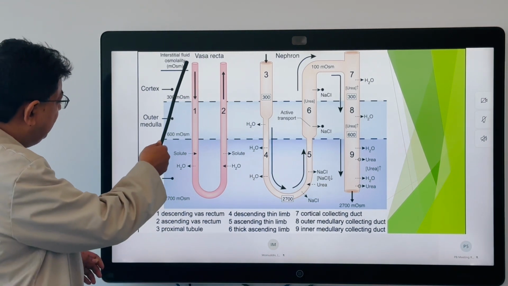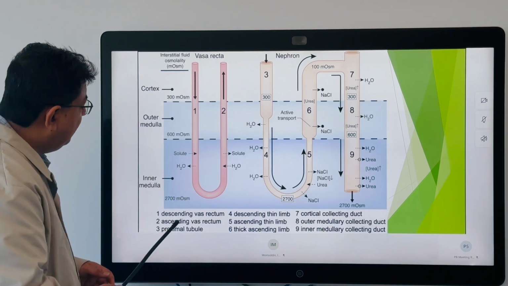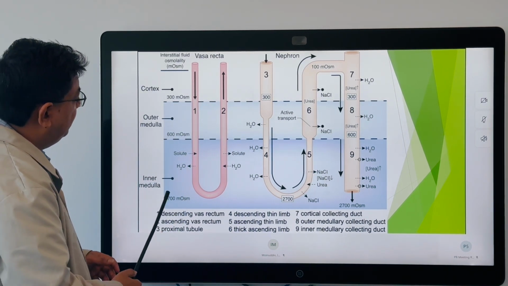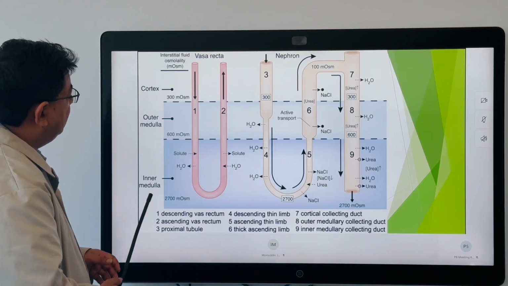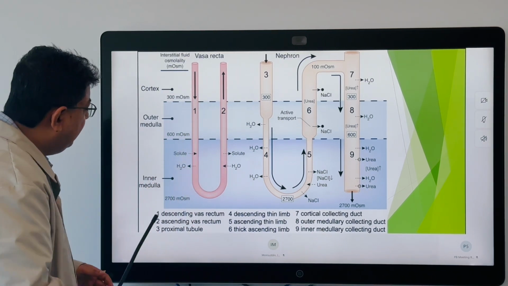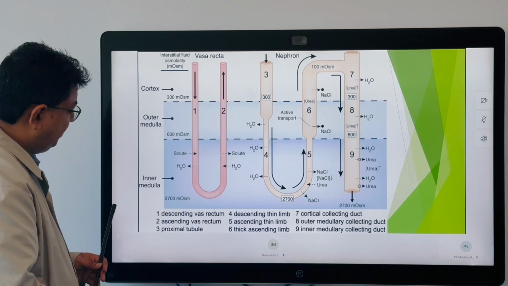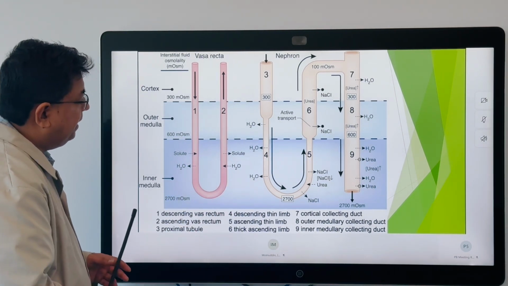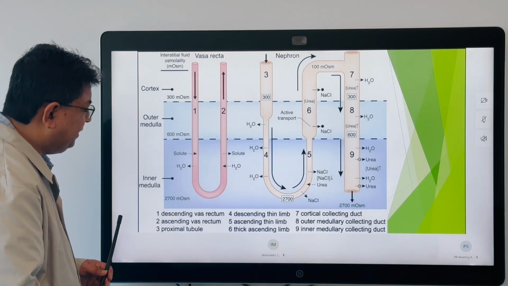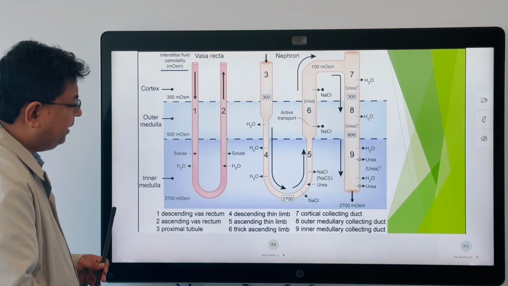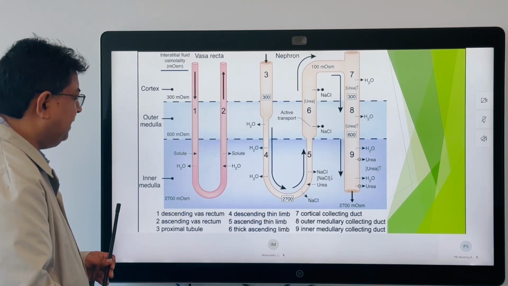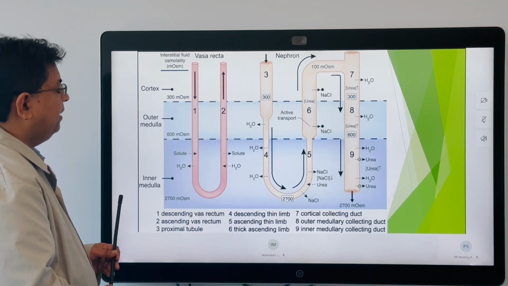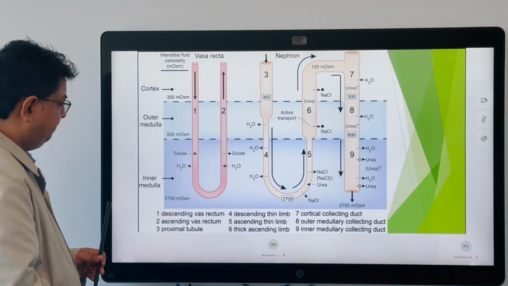The vasa recta countercurrent medullary transport will transport water away into the circulation and will result in maintenance of the interstitial medullary gradient, so that the medullary interstitial gradient is not dissolved and water transport can occur continuously.